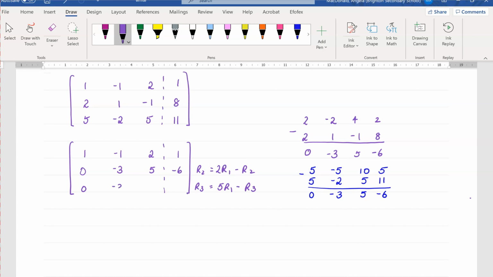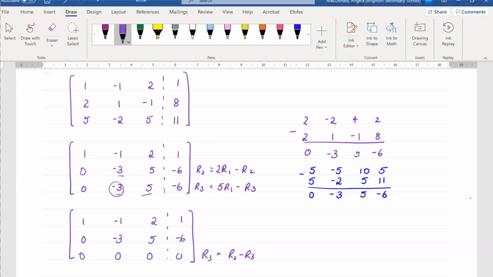So what we end up with here is 0, minus 3, 5, minus 6, and you can see that these are exactly the same. So my next step, when I want to make this become 0, remember these are still going to be the same. What's going to happen is we will say the new row 3 will be row 2 take row 3, and 0 take 0 is 0, minus 3 take minus 3 becomes 0, 5 take 5 is 0, and lo and behold, that's a 0 as well.